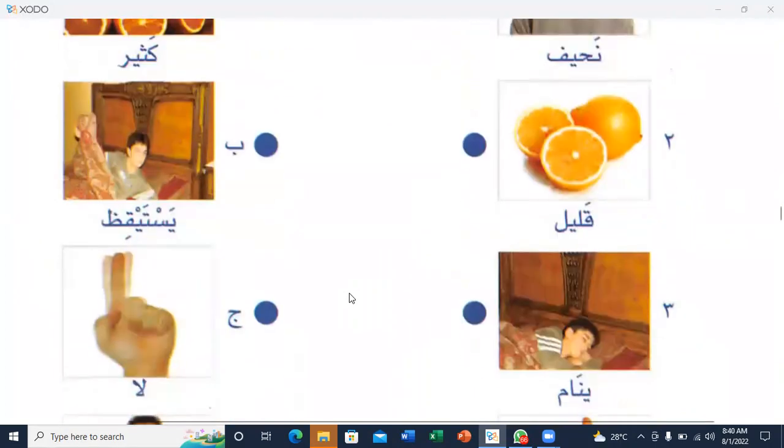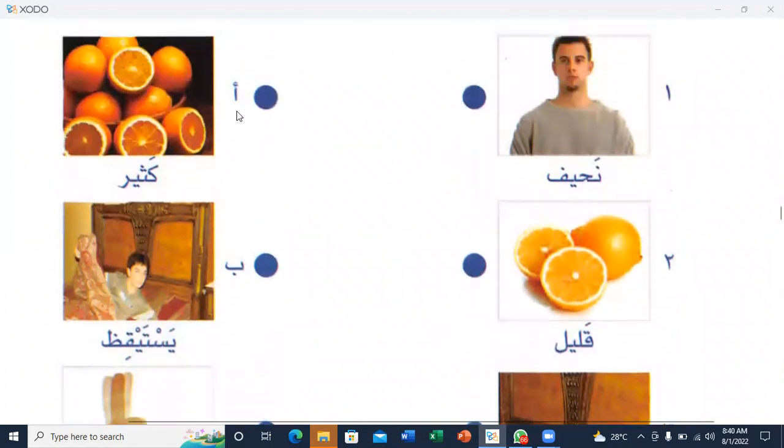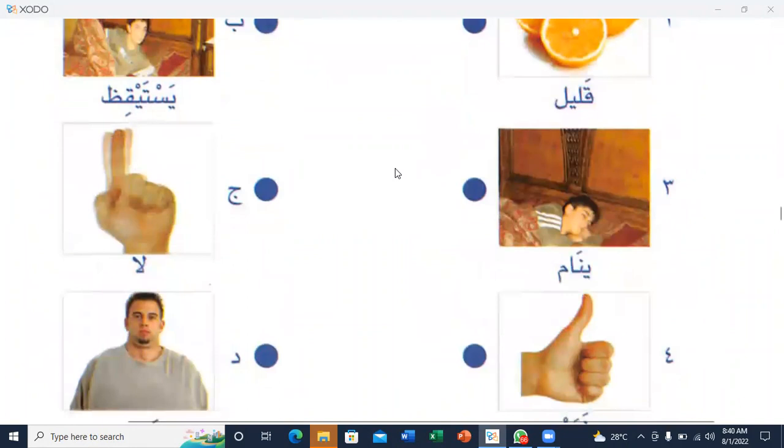Okay. Second word is Qaleelun. Qaleelun means little. Yes. And Kathirun. Kathirun means a lot, too much. Much. Okay. Third word is Yanamu. Yanamu means?